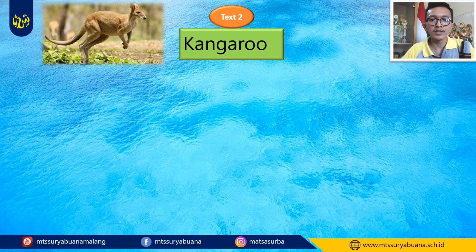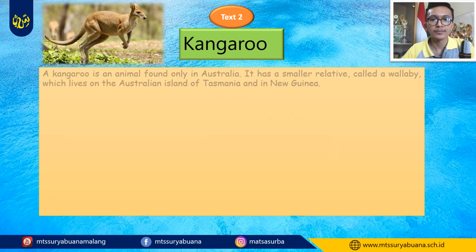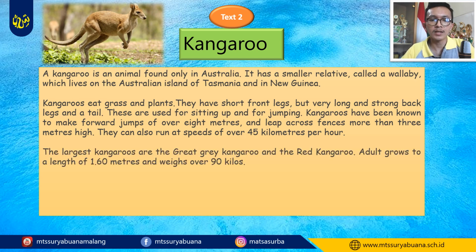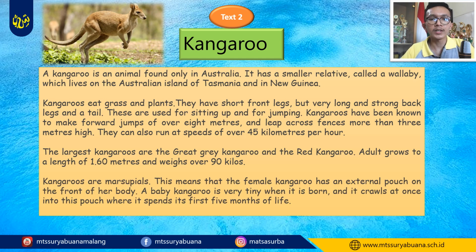Okay, this is another text for you. Text 2. The title of this text is about kangaroo. Yeah, what you have to do is the same like the previous one. You have to read all these texts, and then comprehend the text. And don't forget to answer the questions on Google Classroom. Yeah, of course, based on text 1 and this text 2.